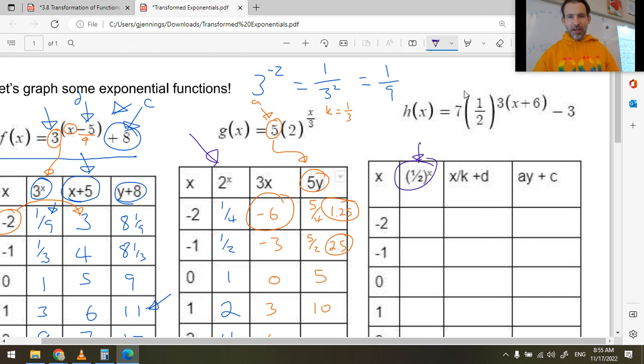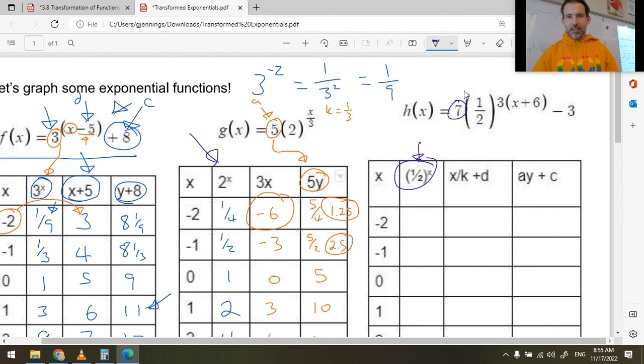7 is A, thank you, Hannah. -3 is C, good. 3 is K. I think of it as -6. So -6 is D, K is 3, A is 7, and C is -3.